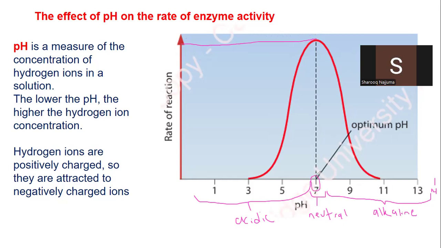So the moment the pH goes away from the optimum, the rate of reaction decreases. Or you could describe it by saying that as the pH increases from 3 towards 7, the rate of reaction also increases. The rate of reaction is highest at a pH of 7. When the pH increases beyond 7, we see the rate of reaction decreasing.